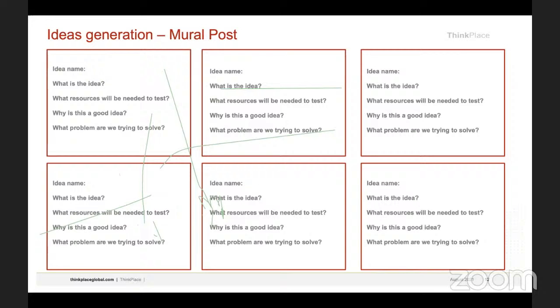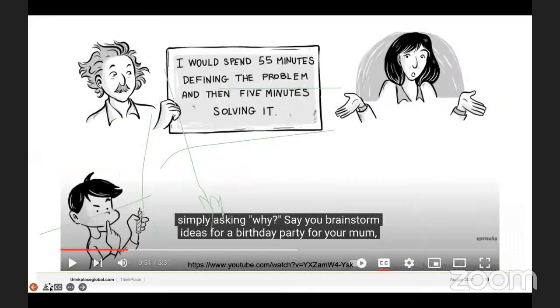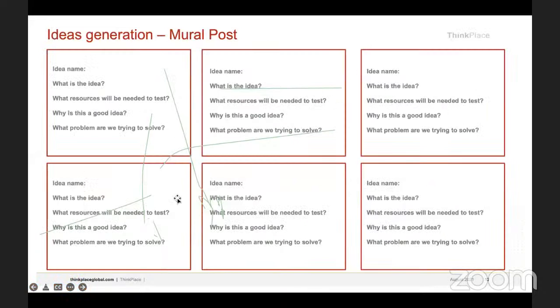Yes, but this slide basically looks at the templates that we can use. So this is a template that helps you to generate ideas. And basically you cluster your idea. So what is the idea? You define what it is, the name of it, the concept of what it is, what you will need to be able to test, why that's a good idea, and what problem you're solving. So the idea is to have as many of these defined ideas.